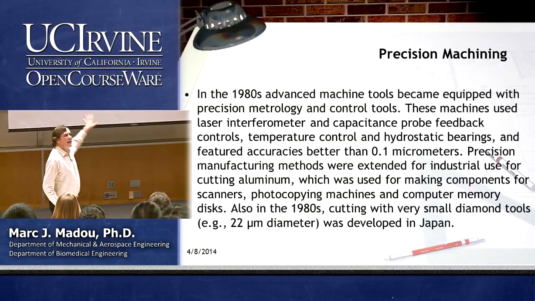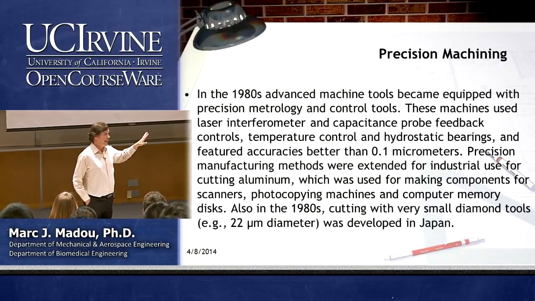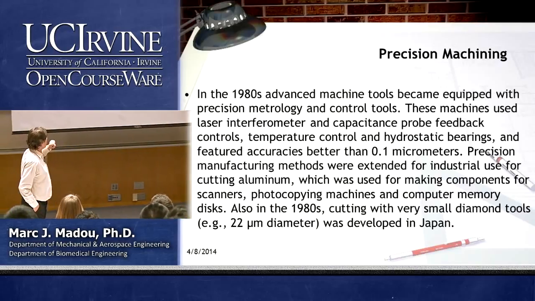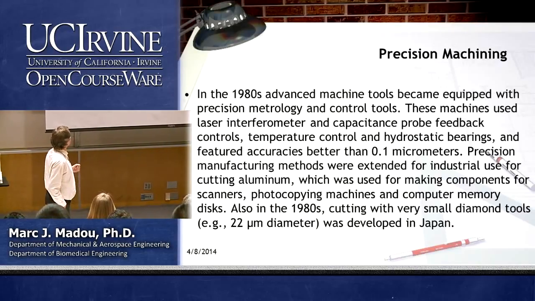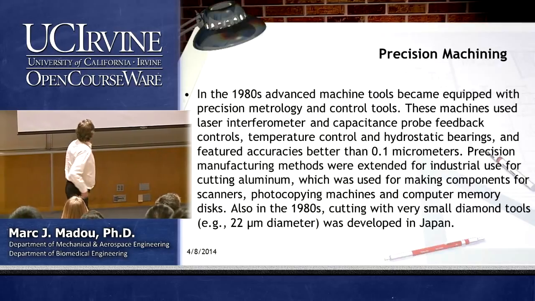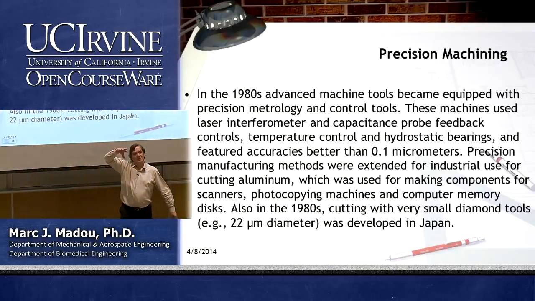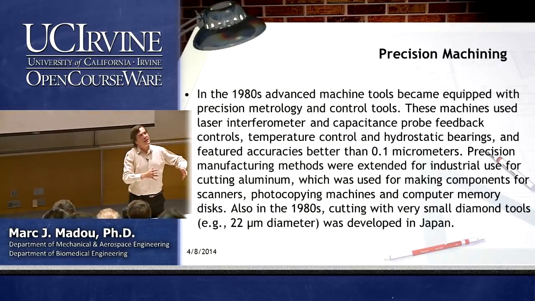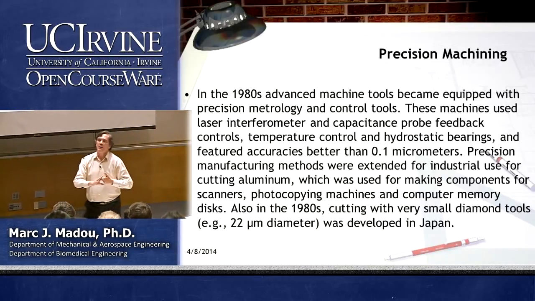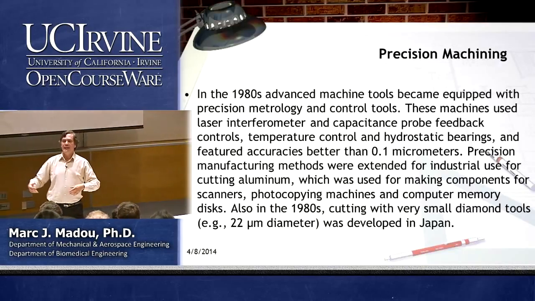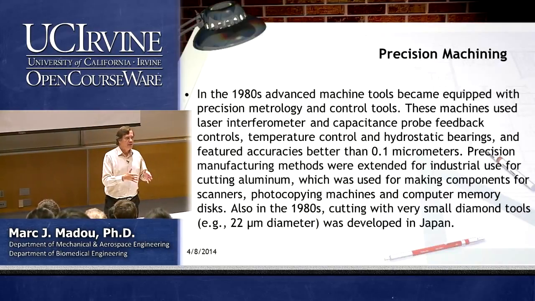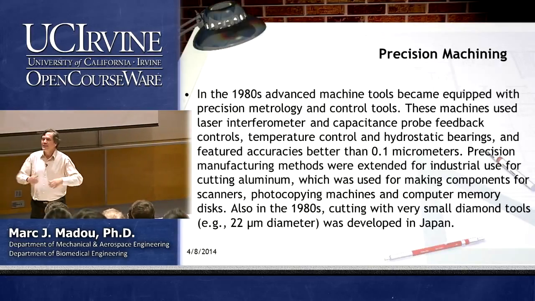At that time, a lot of that was done for the military in the beginning, like Lawrence Livermore doing that kind of work. But in the 80s, these precision manufacturing methods were extended for industrial use, for cutting aluminum, which was used for making components for scanners, photocopy machines, and computer memory disks. Importantly, and this we really saw happening in the mid-80s, the US kept on pushing micro and nanotechnology just with lithography. In Japan and in Germany, also in Korea, they kept on pushing other machining techniques just as well. We somehow got blinded that everything needed to be made with lithography. People that had been more traditionally in manufacturing kept a broader perspective.